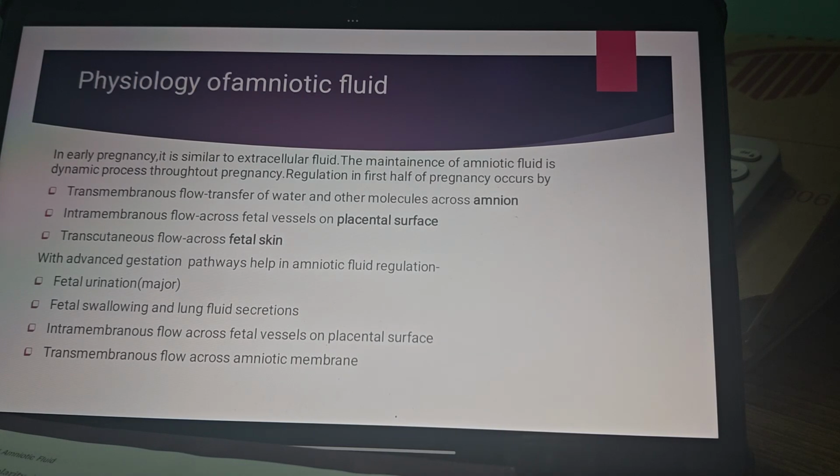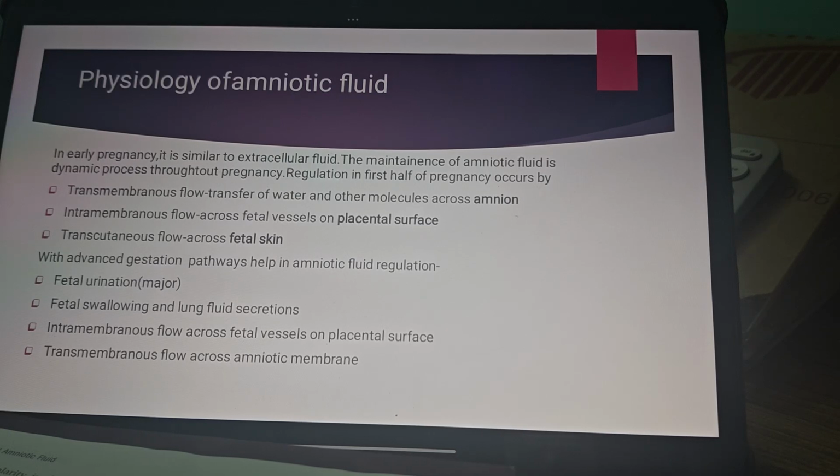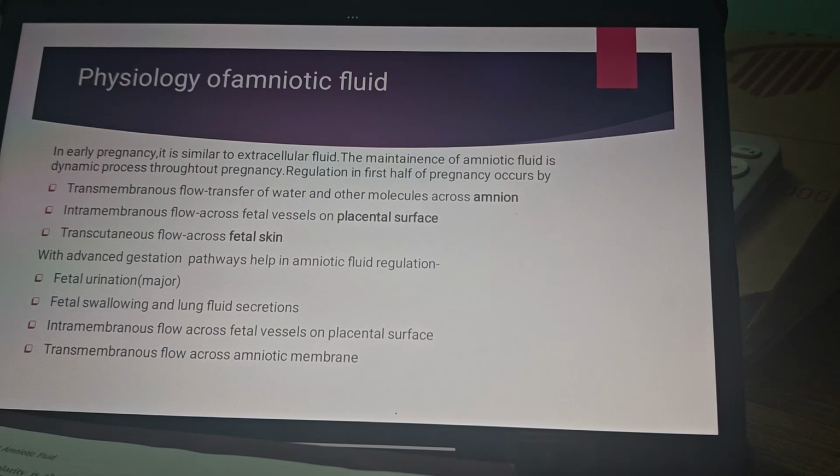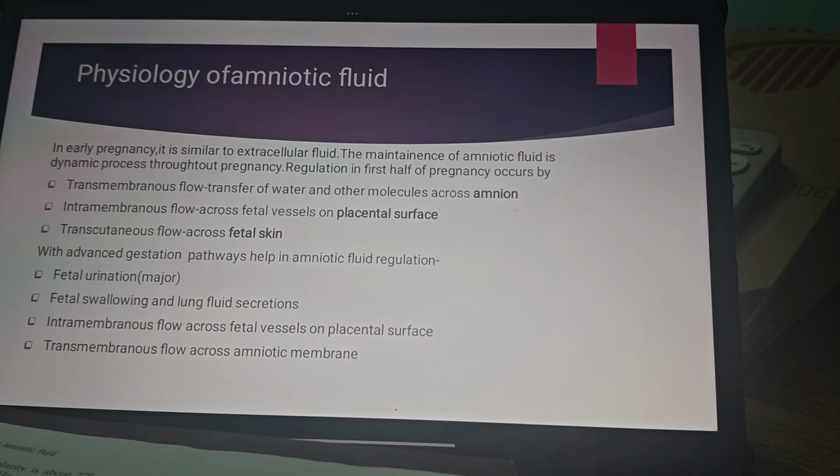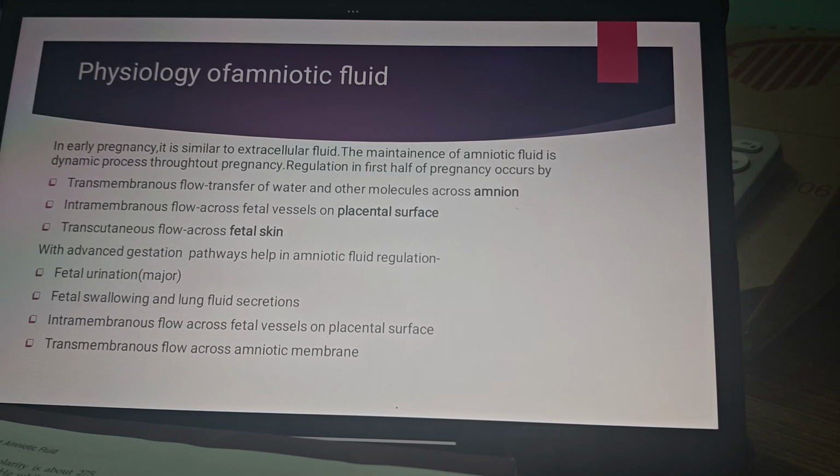Now, what is the physiology of amniotic fluid? In early pregnancy, it is similar to extracellular fluid, as we have already discussed that its osmolarity is similar to the plasma except protein concentration is more in plasma as compared to amniotic fluid. The maintenance of amniotic fluid is a dynamic process throughout the pregnancy, and regulation in the first half of the pregnancy occurs by these procedures through which the origin and circulation of amniotic fluid occurs.